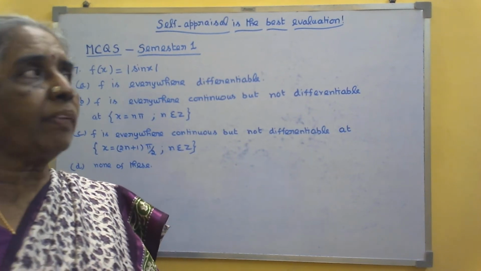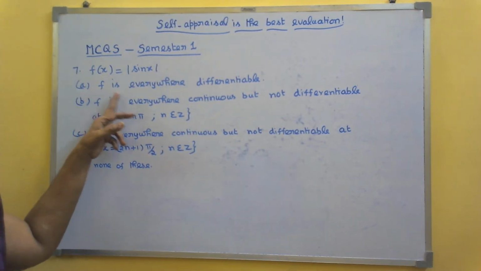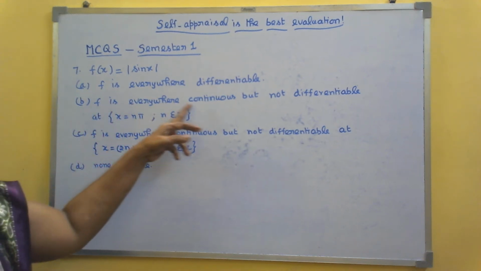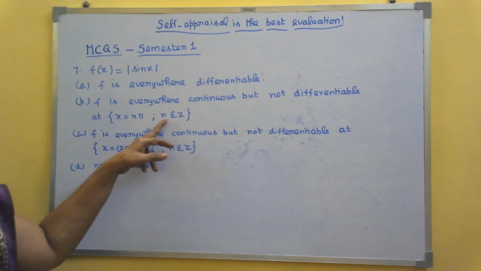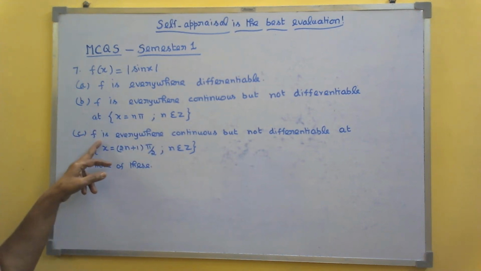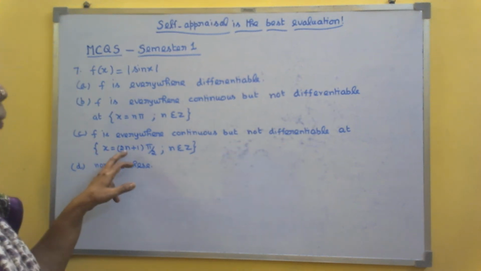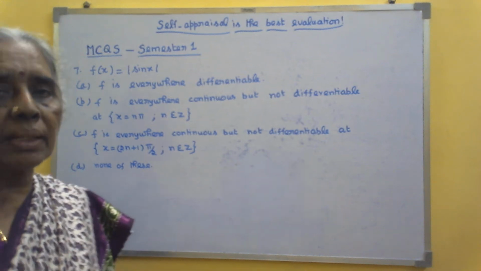Seventh sum, f of x is equal to mod sin x. 4 options: A, f is everywhere differentiable. B, f is everywhere continuous but not differentiable at x is equal to n pi, n belongs to Z. C, f is everywhere continuous but not differentiable at x is equal to 2n plus 1 pi by 2, n belongs to Z. D, none of these.